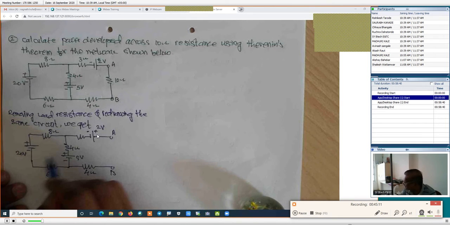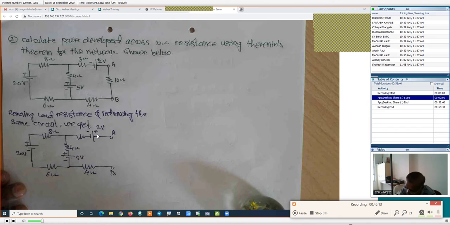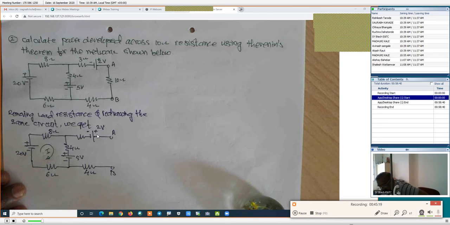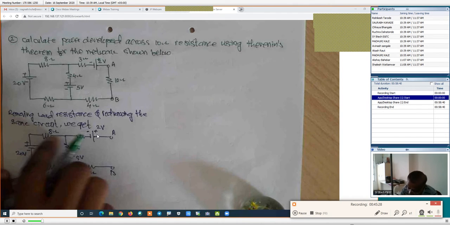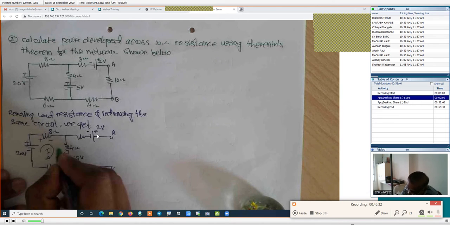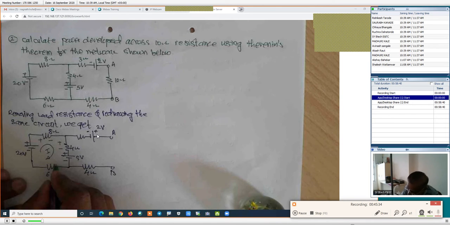For that purpose, we will assume this as a loop, and because it is only one closed loop, we will assume its current as I. We will mark its polarities. This is the positive terminal of the battery, negative terminal of the battery. This is positive, this is negative terminal. Now, depending on the assumed direction of the current, we will mark the polarities. This is plus, this is minus, plus, minus, this is plus and minus.